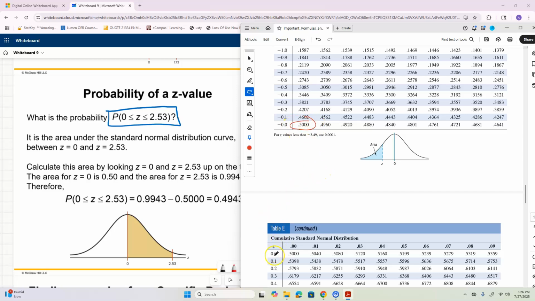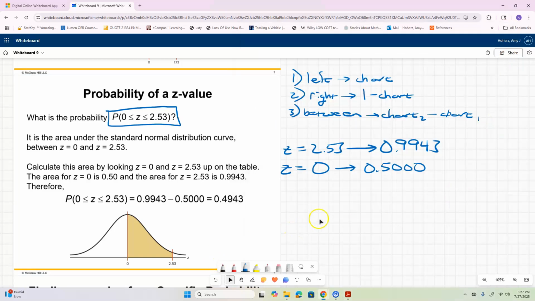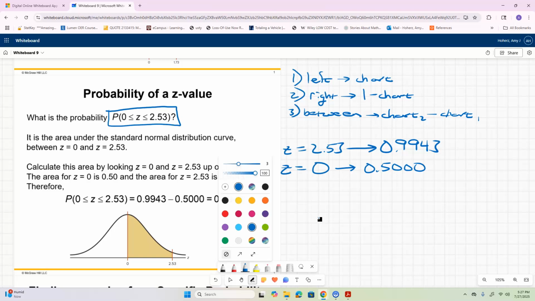But negative 0.00, they say it's 50%. Also over here, 0.00, so we've got 0 here and 0 here, we also get 50%. So it is on the chart, right in the middle. In fact, it's on both of the pages. So the area that's below 0 is 50%. And so we're going to subtract those because we're doing a between. So take chart 2 minus chart 1.